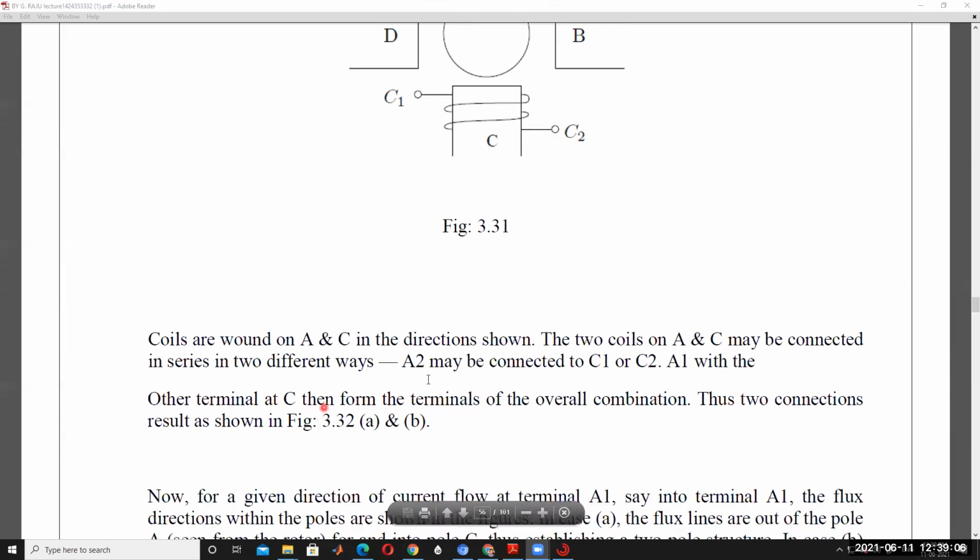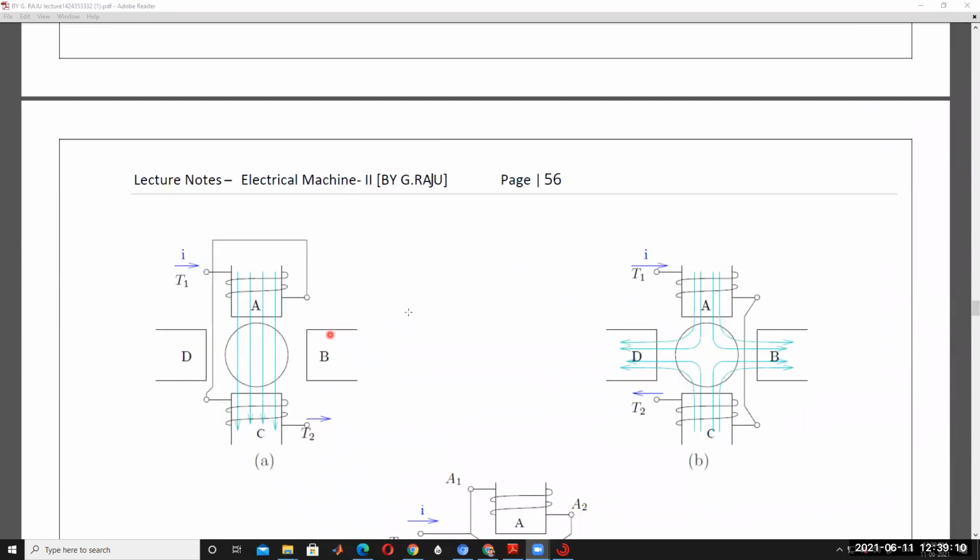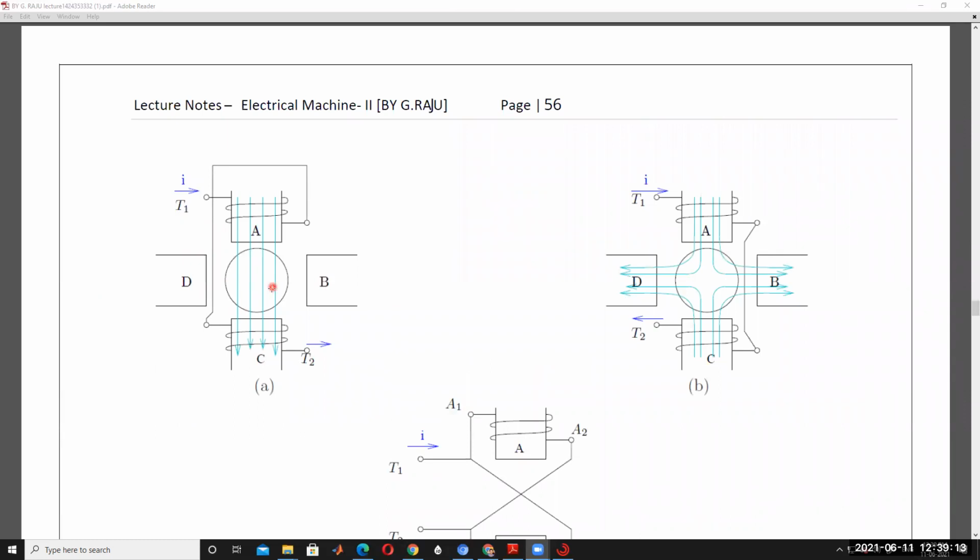These two connections result like this. Here, the first one has a terminal A, and the second terminal is called A2. A2 is connected to C1. In the other, A2 is connected to C2. So A2 and C2 are connected in this manner, and here A2 and C1 are connected like this. This is called a series connection of these two windings, and here also a series connection of these two windings.